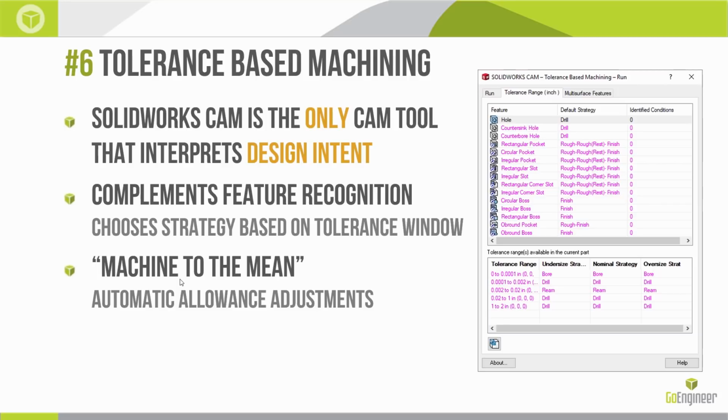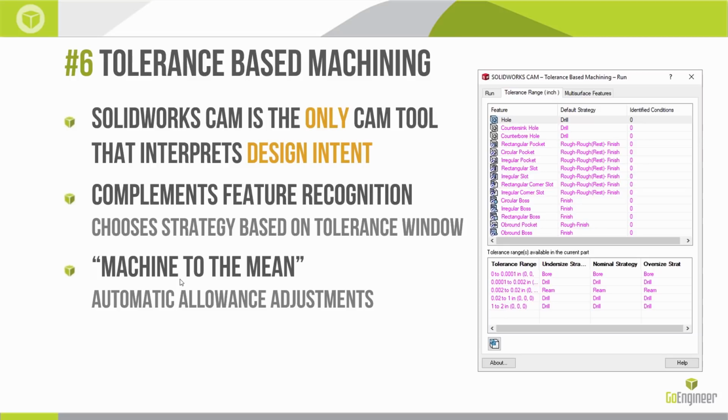So this comes into play right now a lot with hole features. And this is an area of the software that's improving every year version. And I expect it to be very powerful in a few years. Right now, it's still pretty introductory. One cool thing that it does is when it comes to pockets with asymmetrical tolerances, it will machine to the mean.